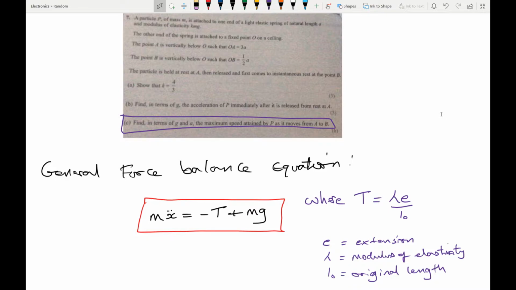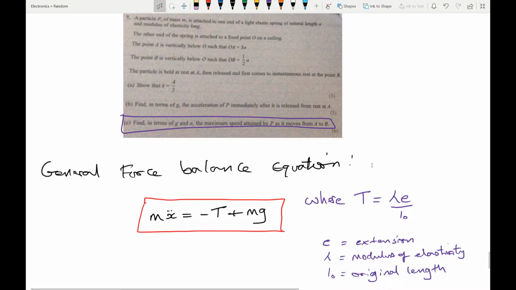again. Given that we already know part A where k equals 4/3, and we already know part B, which was, I think, 5/3 g meters per second squared. But in order to find the maximum speed attained by P as it moves from A to B, we can also use this general force balance equation, which is very applicable to SHM, that is simple harmonic motion.